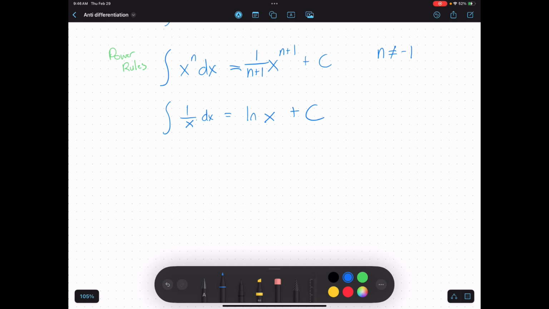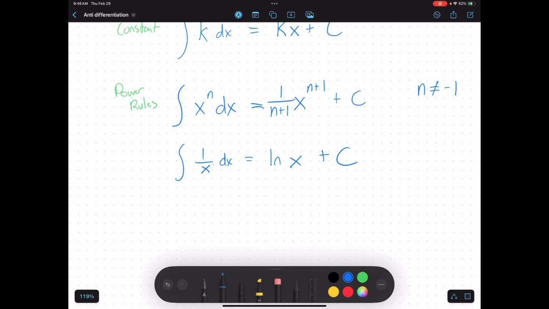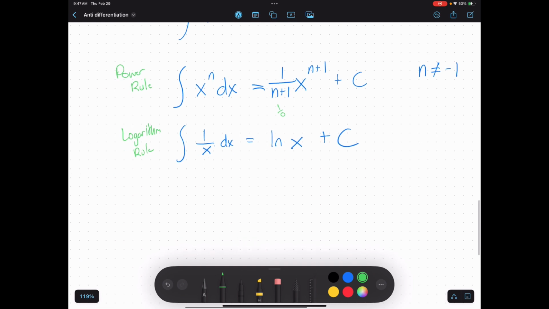So that's why there's this one exception to the power rule. Okay. And if you forget that, if you try and use the power rule on this function, x to the -1, notice what happens when you try and use n as -1. You're going to get 1 over 0 for your fraction, which of course is a no-no. So if you try and use the power rule, you're going to run into that issue anyway. Okay, so there's my logarithm rule.